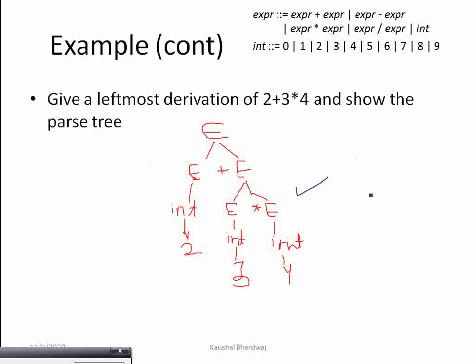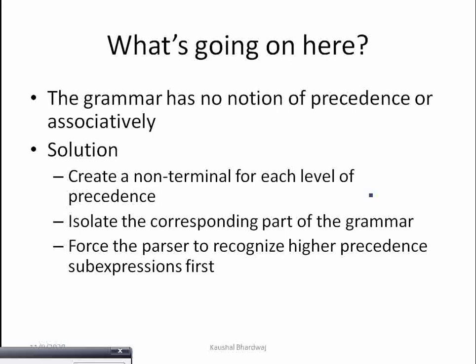So the solution that has been suggested is that we will keep different non-terminal symbols at each level of precedence. For each level of precedence we will keep different non-terminal symbols. Then we can isolate the corresponding part of the grammar, and we will force the parser to recognize higher precedence.